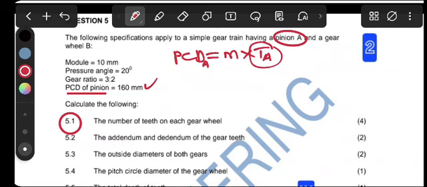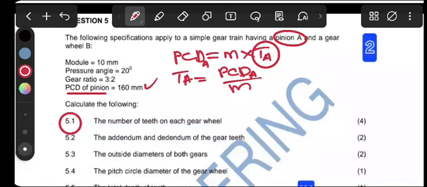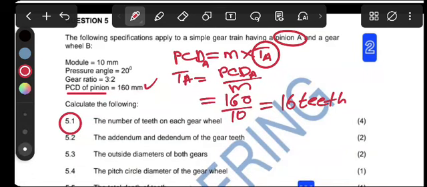So we can make the teeth of A the subject. We divide by M on both sides. Teeth of A equals PCD of A divided by modulus. We have the PCD as 160 divided by modulus, which is 10. This gives us a nice value of 16. These are teeth, 16 teeth, which is TA. So TA is 16 teeth.